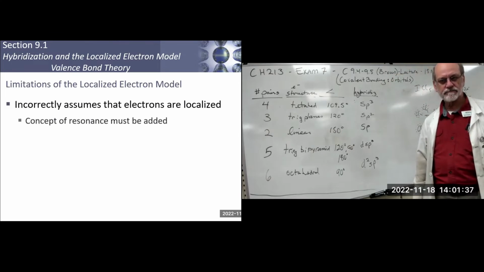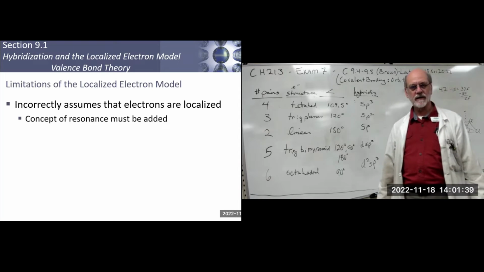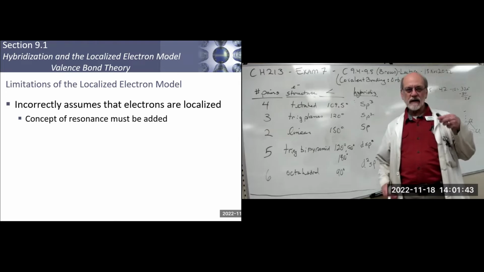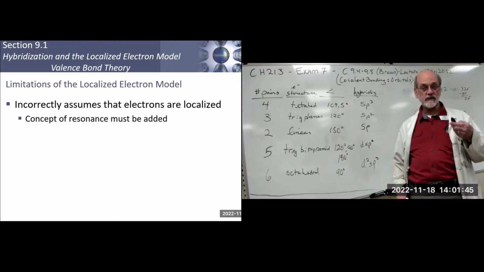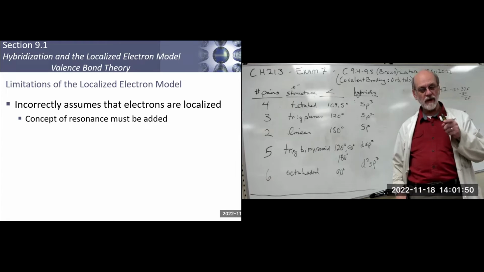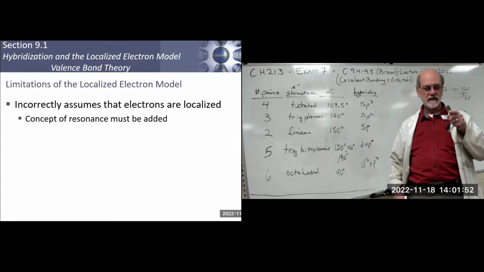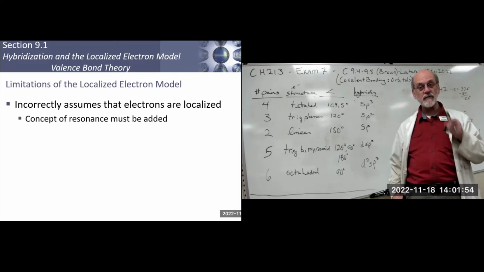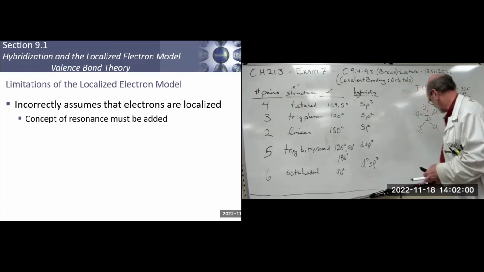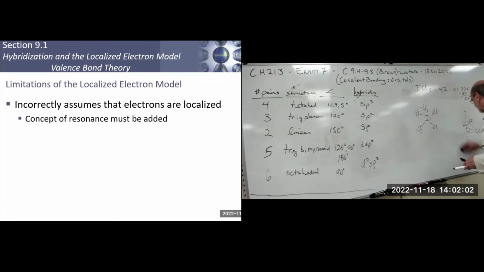Okay, we're gonna rag on the localized electron model now. The model incorrectly assumes that electrons are localized to each of the atoms. These electrons, once you get into a molecule, in fact, those electrons now belong to the molecule. They don't belong to you. It's kind of like communism on a molecular scale. The whole molecule owns the electrons.